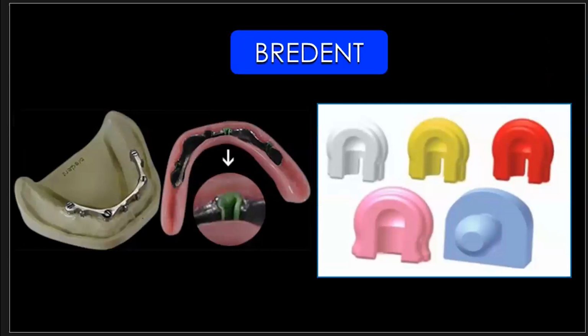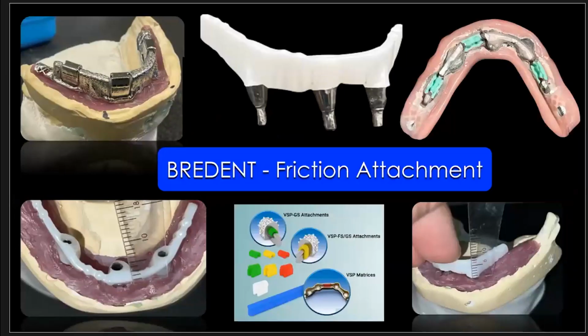So they do come in different retention levels, similar to a locator here. They're very easy to replace, but it's an offset attachment. They also have a friction attachment here where it snaps over top of it.